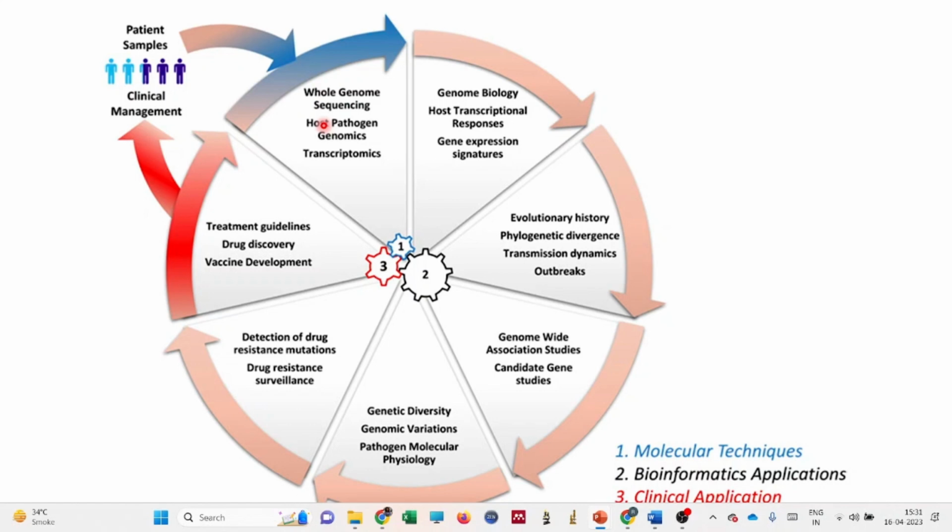Also, it can help us understand pathogen evolution. Genomics can reveal how a pathogen has evolved over time, which can provide insights into its origin, transmission dynamics, and potential for adaptation to new hosts or environments. This information can be used to develop more effective strategies for controlling and preventing the spread of the pathogen. So basically, we can create phylogenetic trees and all of that.